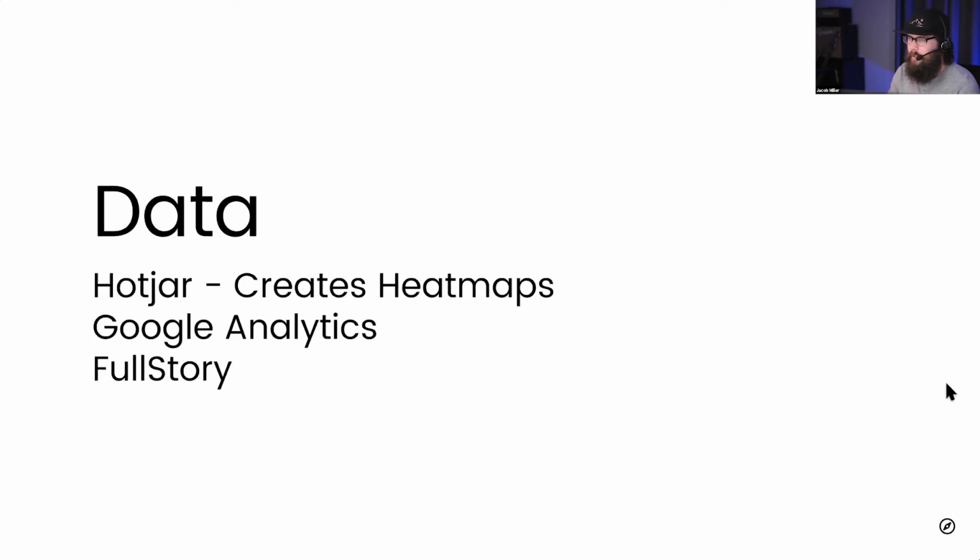And then another one is data. How are you tracking these results besides taking notes in Miro or Notion or wherever it may be? Hotjar creates heat maps so you can see where people are clicking, like which call to action they're clicking on, and you can see which ones perform better. Google Analytics can give you some basic information. You can use Google Tag Manager to help increase that, and that's a whole other world of data tracking though. And then Full Story is another cool tool to track how people navigate your site as well.